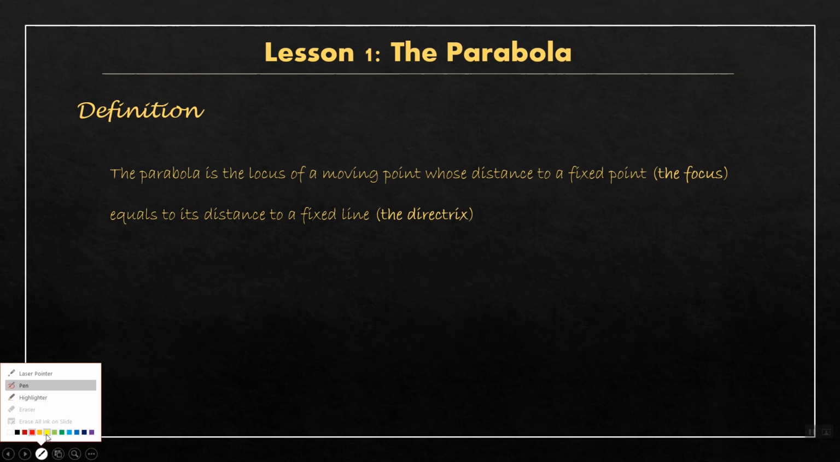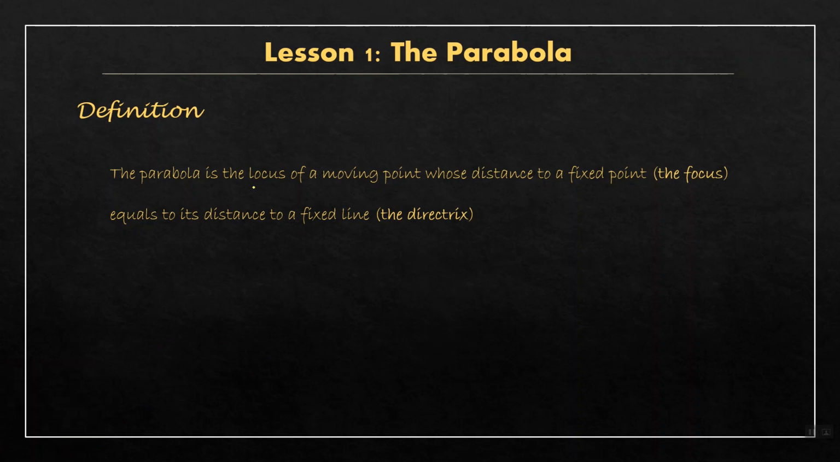Before we start with the definition, we would like to elaborate a little bit on the word locus. Now, locus, you can understand this word as path. It's the position as well. Position or a path. So, the parabola is defined as the path. The path that is taken by a moving point. Okay? So you will have a moving point, a point that moves, okay?